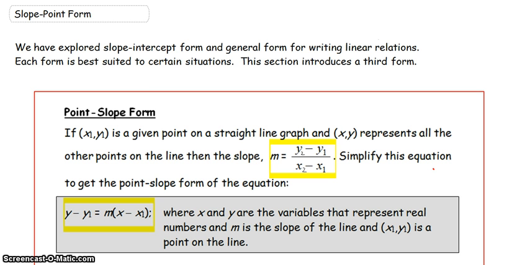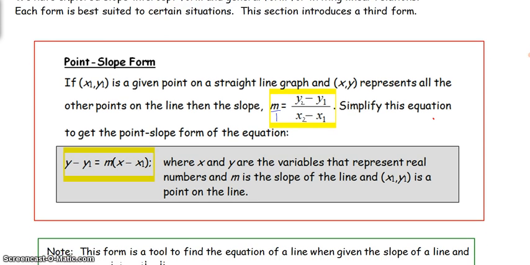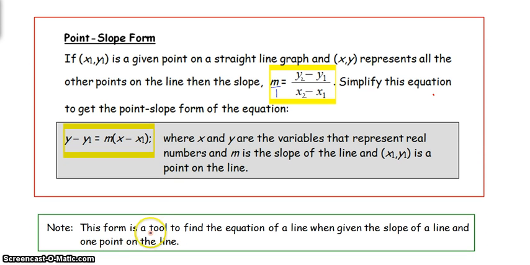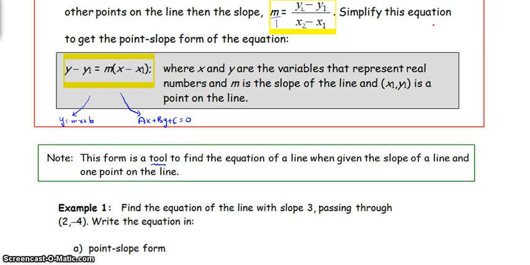So we're going to use the slope formula that you see here, and simply by cross multiplying we get point-slope form. And so let me show you how point-slope form works. Basically, a reminder, it's a tool. We use this form in order to get to slope-intercept form, which is our y equals mx plus b, or our general form ax plus by plus c equals 0. So it's a tool to get us there when we know the slope and a point.